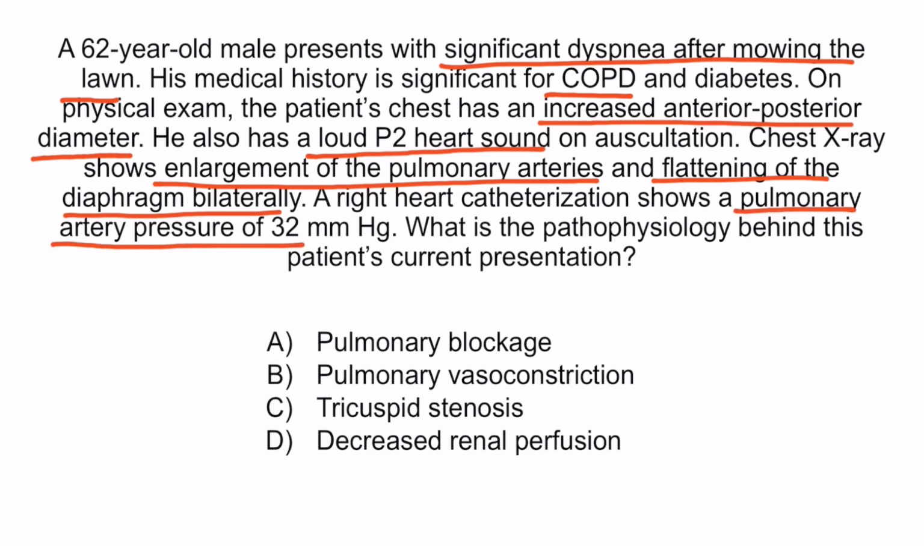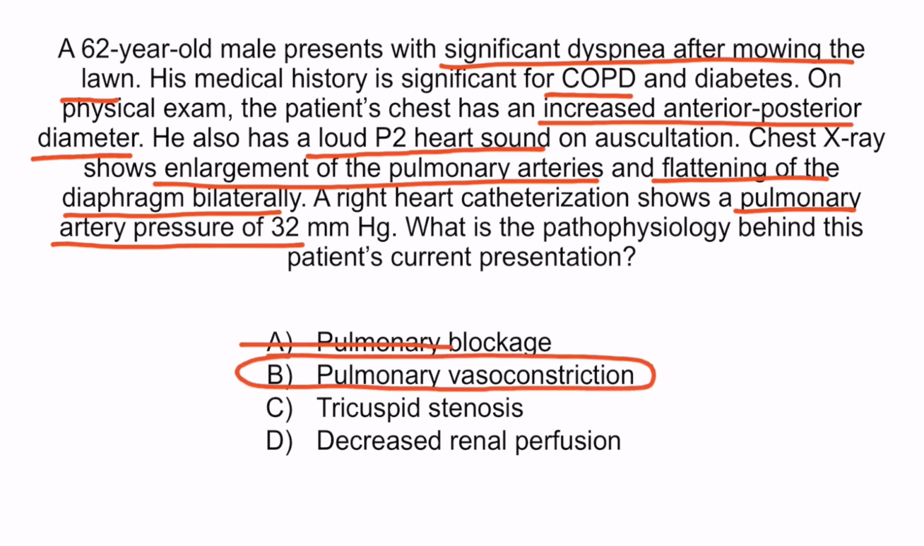Based on this patient's presentation and history of COPD, he is experiencing pulmonary hypertension, which is diagnosed with a right heart catheterization showing a pulmonary artery pressure over 25. Pulmonary hypertension in COPD patients is due to alveolar damage, which leads to a ventilation-perfusion mismatch and subsequent pulmonary artery vasoconstriction. Therefore, answer choice B is correct.